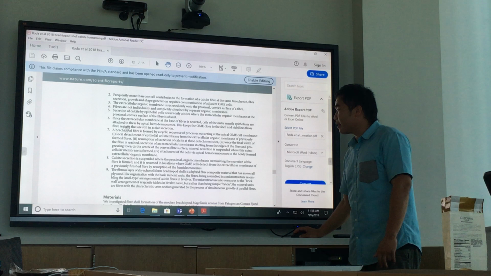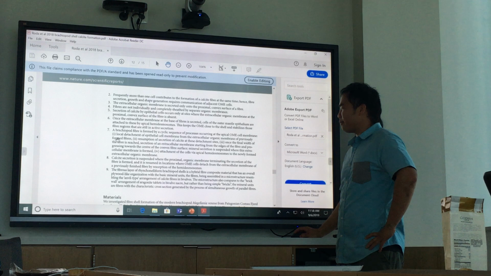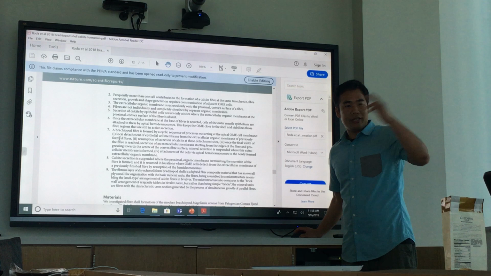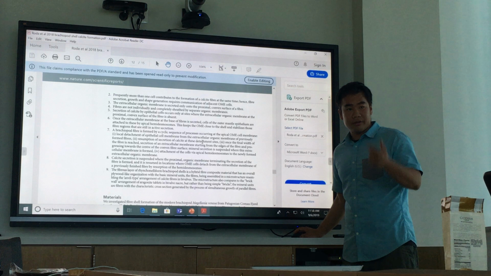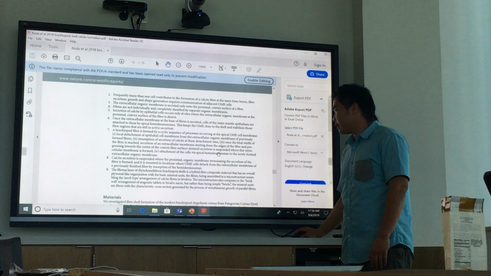Okay, brachiopod fiber cycle: apical OME cell membrane. Detachment of epithelial cell membrane from the organic membrane of previously formed fibers. So if you want to produce a new one in between, you have to detach from the old ones first. Secrete calcite for the new ones. So now you're making a new fiber. And then once you finish making the fiber, you make the organic membrane on the outside. Attachment via hemidesmosome.